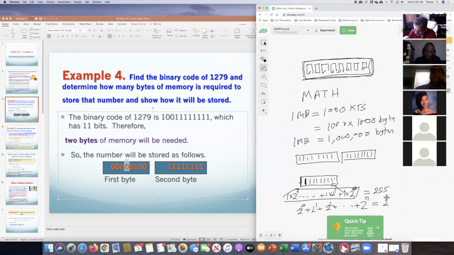2 to the power n minus 1. I'm sorry, if it ends at 2 to the n, then the value will be 2 to the power n plus 1 minus 1. Subtract 1 from that.